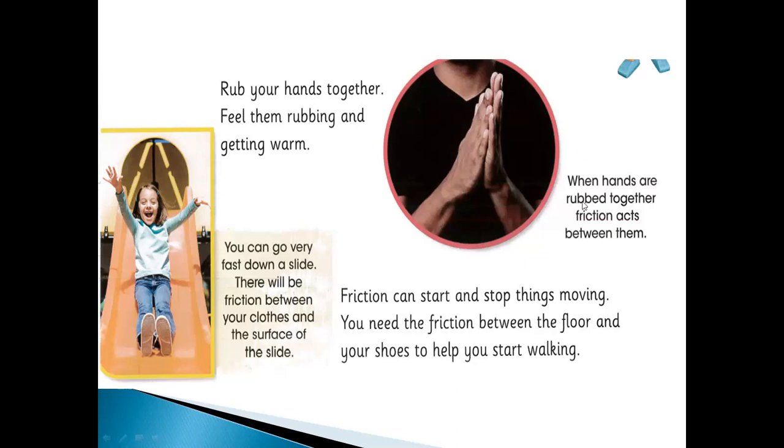So when hands are rubbed together, friction acts between them. Like this, there is less friction when things are slippery. So you can go very fast down a slide. There is friction between your clothes and the surface of the slide. That's why you go from up to down, because it's slippery. But if there is more friction, you cannot go down. If less friction, you can go down, but not so fast.